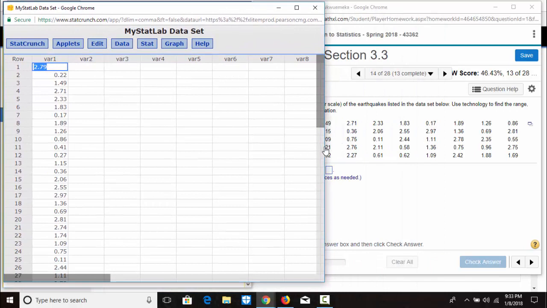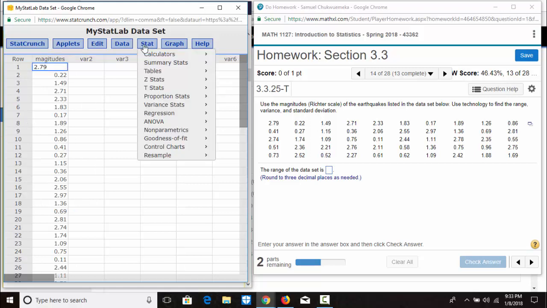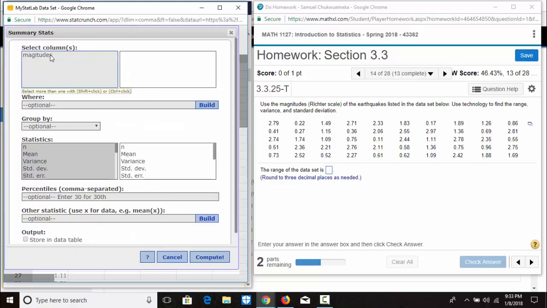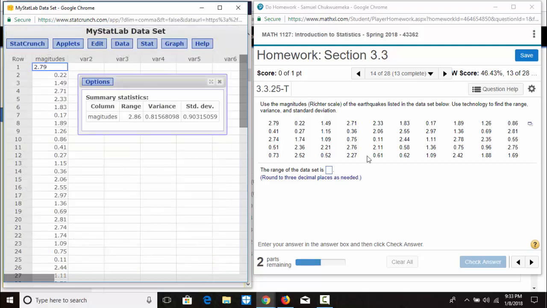I like to name my variable. You must not, but I like to name it. I'll just name this magnitudes, magnitudes of earthquakes. Stats, summary stats, columns, magnitudes. And we want to find the range. Then hold the control key, then the variance, and then the standard deviation. Compute.